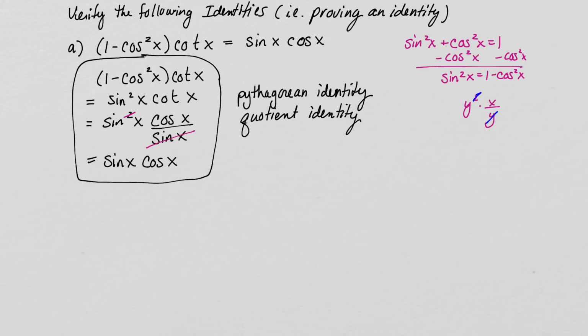Okay, let's try another one. Okay, B. 1 minus sine squared x times the cosecant of x is equal to the cosine of x times the cotangent of x.